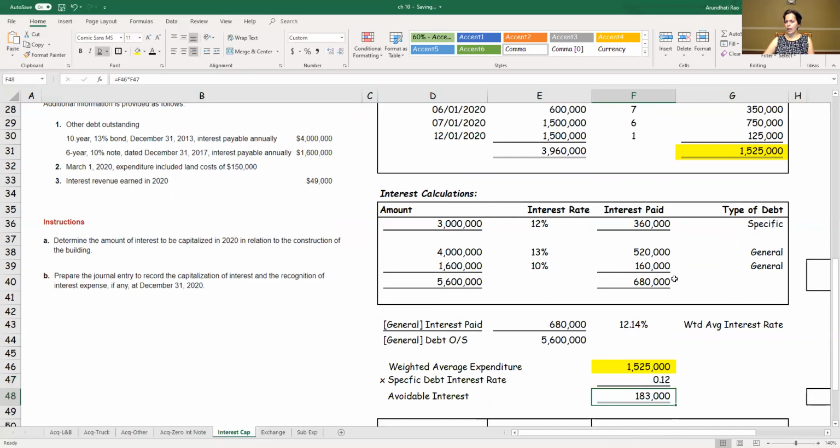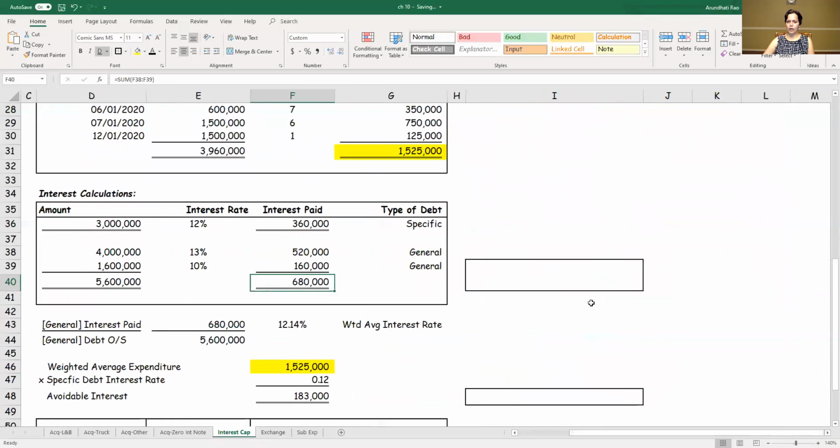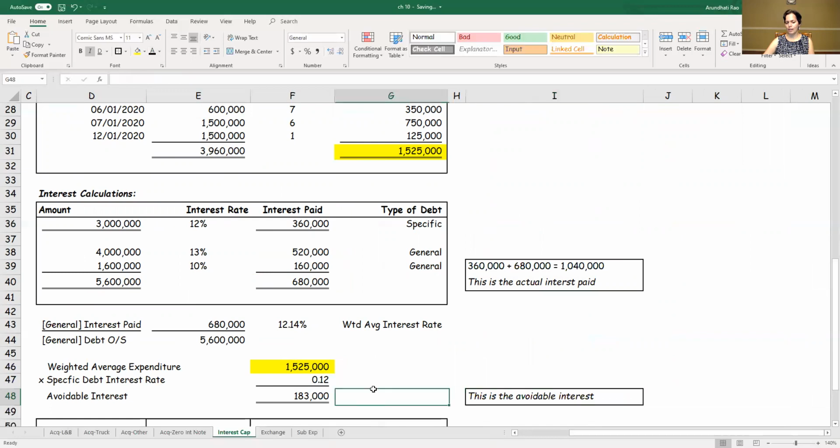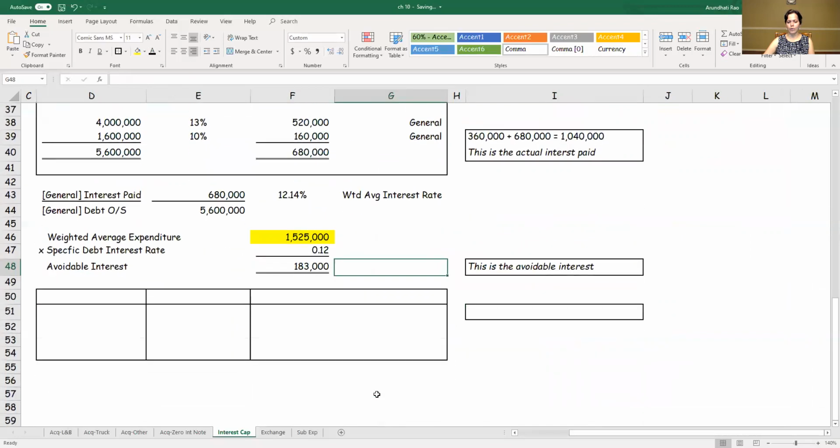Okay. What's the total interest I paid? I paid 360 plus 680. That's the total interest that I've paid. So this number over here is the actual interest paid. That's how much cash I have paid out. This is the avoidable interest. Basically it says if I had not borrowed the money and I had not done this project, I would not incur this. This is the avoidable portion of the debt that we have over here.